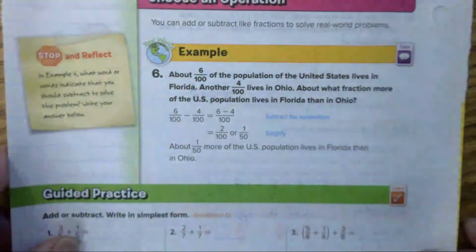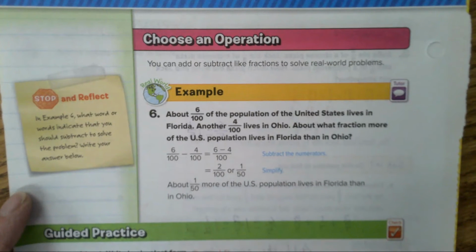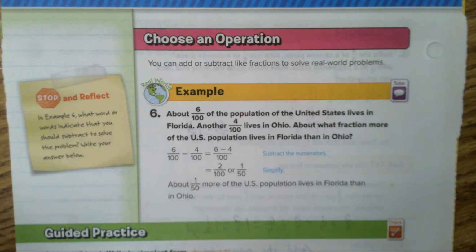On page 286, choose an operation. You can add or subtract like fractions to solve real problems. Here we go. About 6/100 of the population of the United States lives in Florida. Another 4/100 lives in Ohio.